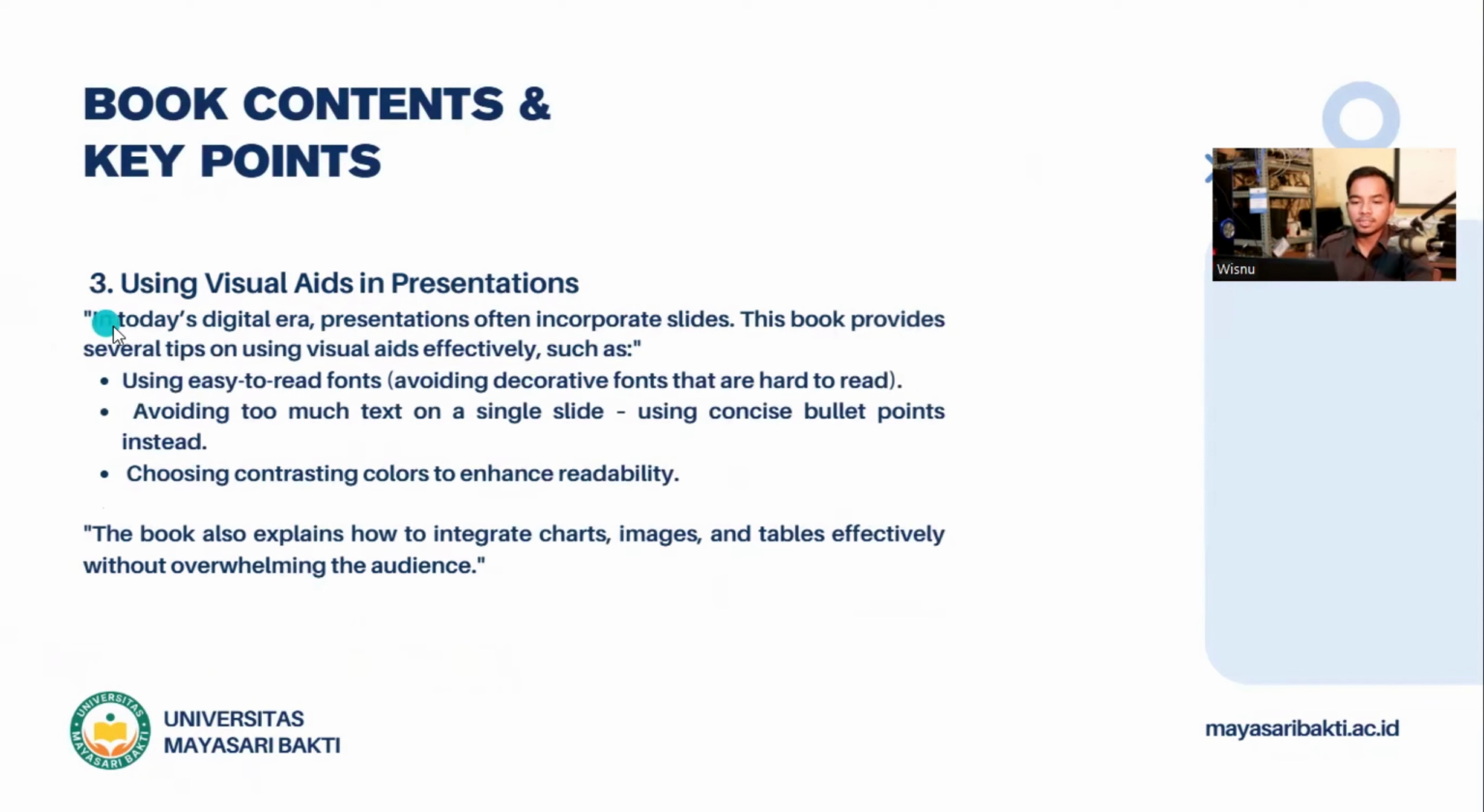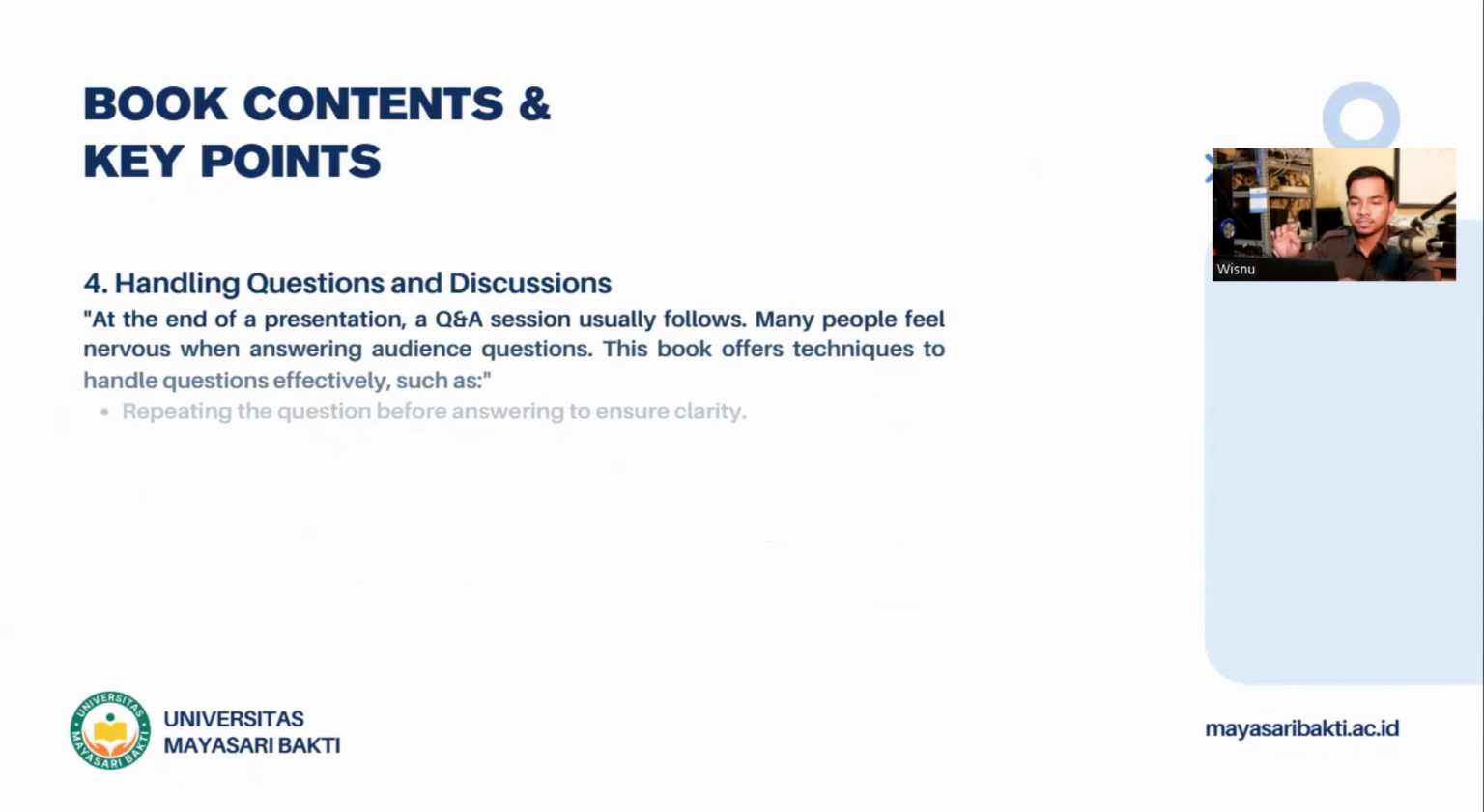Area 3. Using visual aids in presentation. In today's digital era, presentation often incorporates slides. This book provides several tips on using visual aids effectively, such as using easy-to-read font and avoiding decorative font that are hard to read. Avoiding too much text on a single slide, using concise bullet points instead. Choosing contrast color to enhance readability. The book also explains how to integrate chart, image, and table effectively without overwhelming the audience.